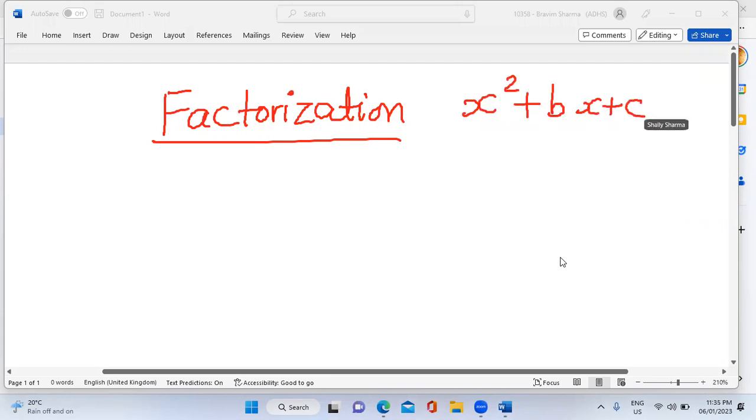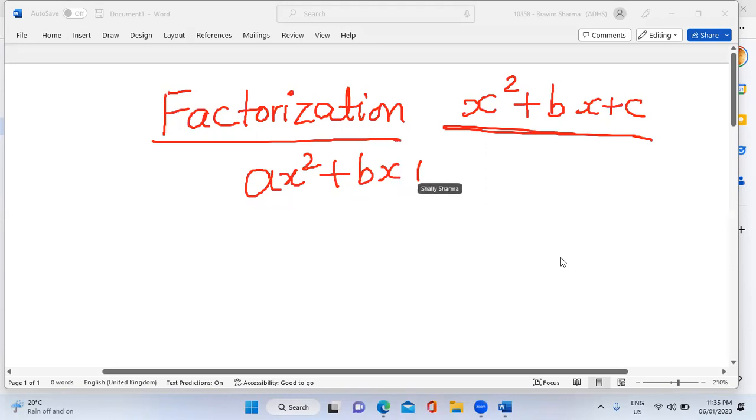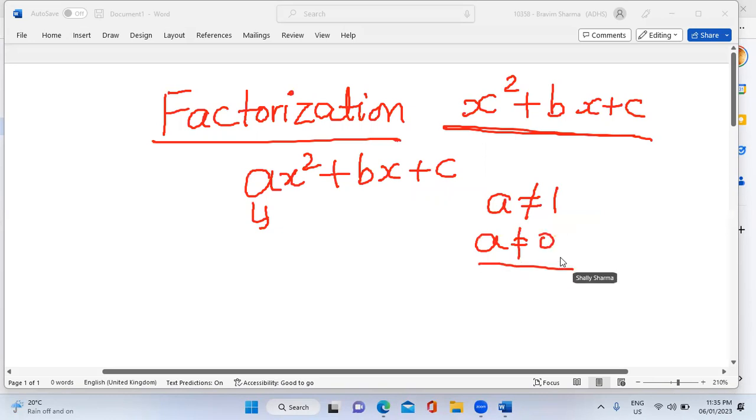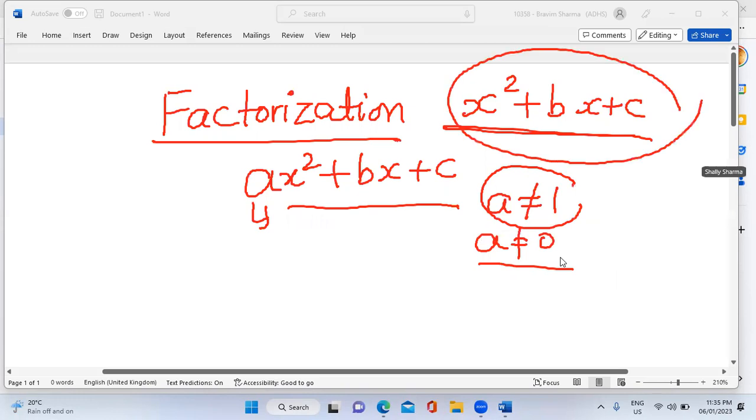In today's lesson, we are going to discuss the factorization of a similar expression, but there we would have ax squared plus bx plus c, where a will not be equal to 1 and a will not be 0. Because if a is 0, then it is no more a quadratic expression, so a should be a non-zero number. If a is equal to 1, we have already discussed it. Now the case is when you have a other than 1.